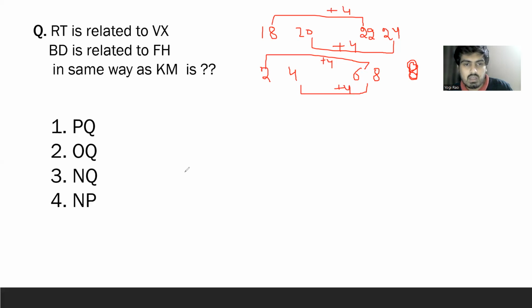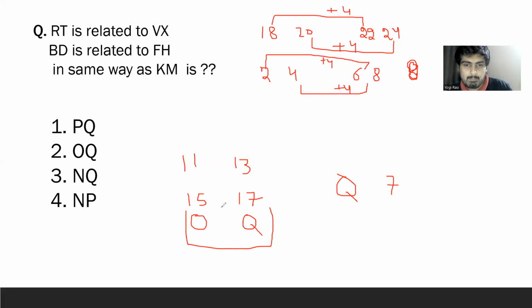Let's apply it to kilometer. K is 11, the fashionable guy. M is 3 that has fallen down, so it will be 13. Now let's add 4 to each. If we add 4 to 11, it is 15, and 4 to 13, it will be 17. So what will be our answer? 15 is O and 17 is Q. I told you, Q also has a hyphen and 7 also has a hyphen. So OQ will be our answer.